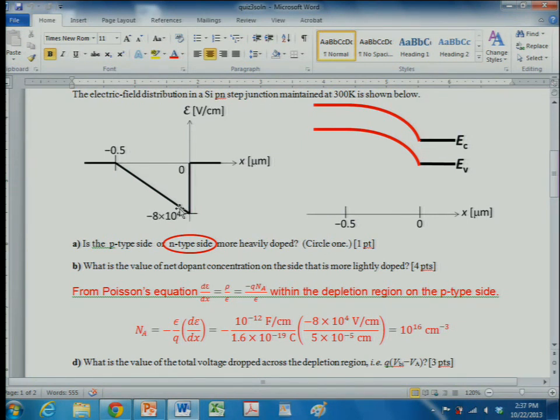Using Poisson's equation here, hopefully the arithmetic is relatively simple, and numbers usually come out very evenly in my quizzes. It's just a matter of calculating the slope properly and setting that equal to minus q times Na over epsilon. And epsilon for silicon is just 10 to the minus 12 farad per centimeter.